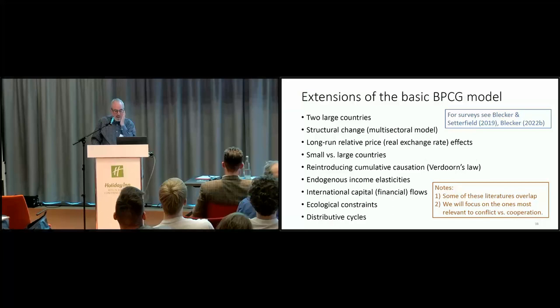Extensions to two large countries instead of just a single country, structural change, reincorporating real exchange rate effects, but as I'll show you in a different way, comparing small versus large countries, bringing in Verdoorn's law, that got dropped out, you'll notice, because you've gotten rid of the relative price effects. But what if you try to bring them back in? Making the income elasticities endogenous, international capital flows, ecological constraints, and distributed cycles. And I'm sure I've left something out here, so I apologize to anyone who's published an article with an additional extension of this literature.